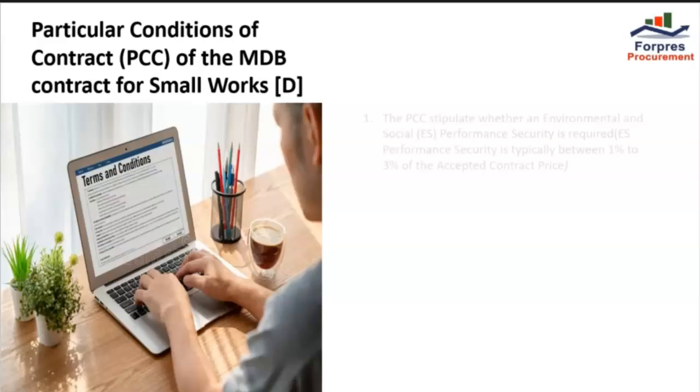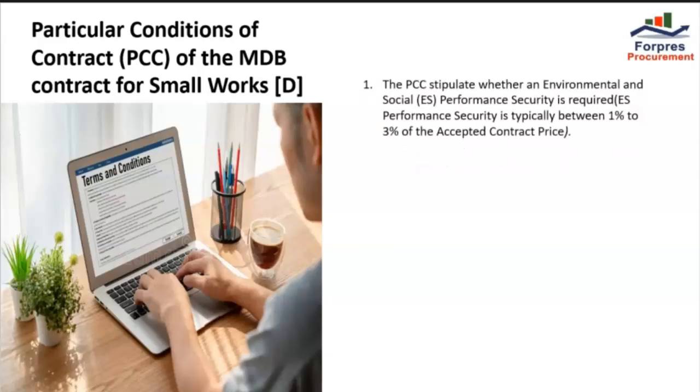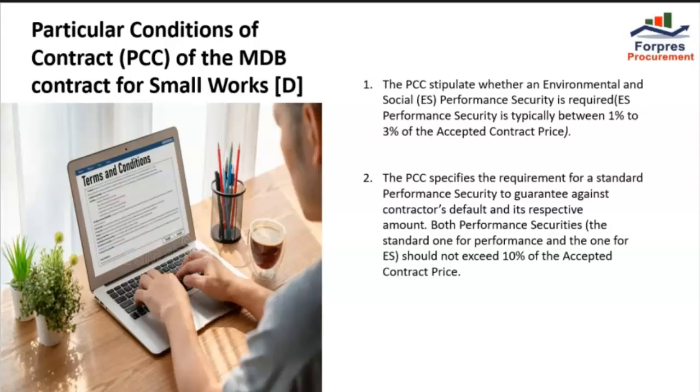The PCC stipulates whether an environmental and social performance security is required. Environmental and social performance security is typically between 1 to 3% of the accepted contract price. The PCC specifies the requirement for a standard performance security to guarantee against contractor's default and its respective amount. Both performance securities, the standard one for performance and the one for ES, should not exceed 10% of the accepted contract price.